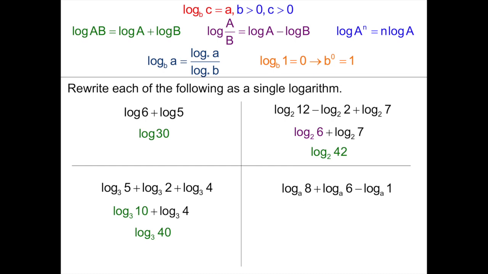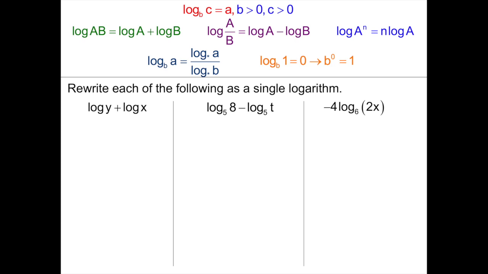And for my last one, I start with 8 times 6, so I get the log base a of 48 minus the log base a of 1. And then subtraction means we're going to divide, so I'll do 48 divided by 1, giving me the log base a of 48. So here's some other examples that we'll look at.